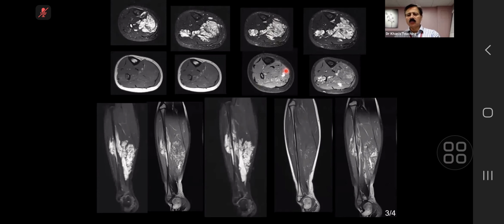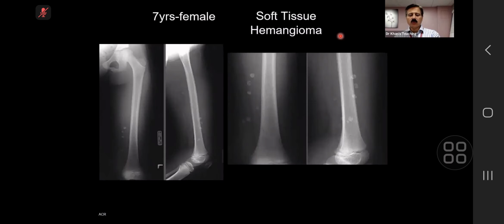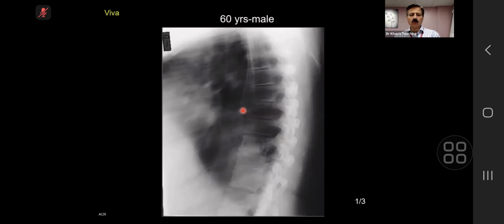And what they do in RNOH is a Doppler. This is a very compressible lesion, and that is also considered diagnostic. So intramuscular hemangiomas, just to make the same point, you have to look for phleboliths. Okay, over to you. Give me the diagnosis here, just the diagnosis, please.